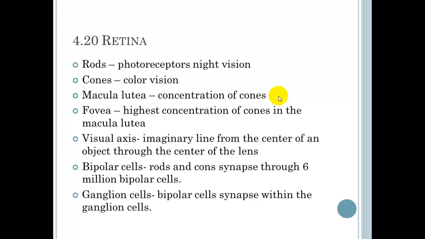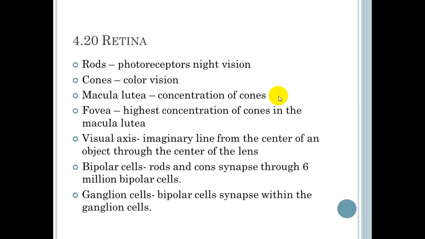4.20, the retina. We have several terms here. Rods, which are photoreceptors for night vision, and cones, which are for your color vision. The macula lutea is a concentration of cones, so it's a concentration of color vision receptors. The fovea has the highest concentration of cones in the macula lutea. Visual axis is an imaginary line from the center of an object through the center of the lens. Bipolar cells: rods and cones synapse through 6 million bipolar cells.